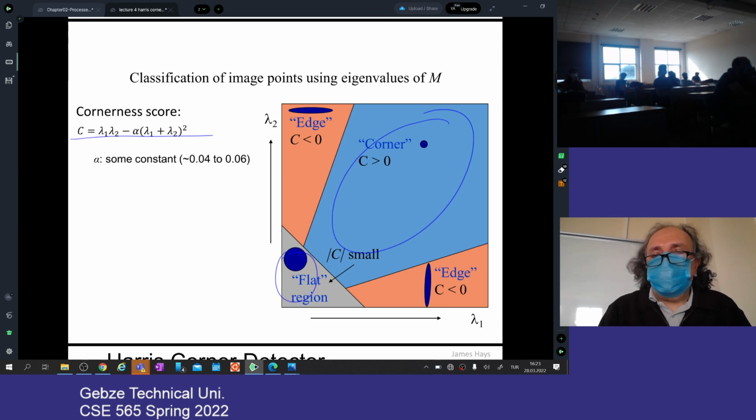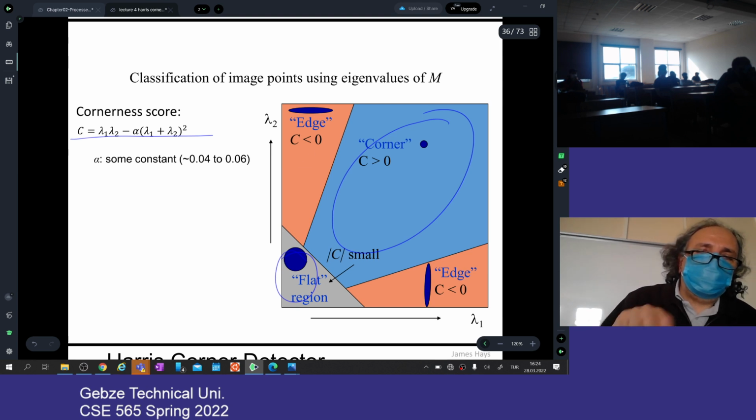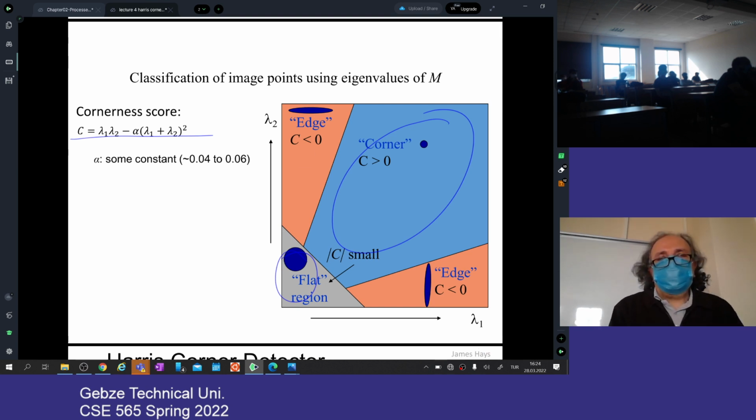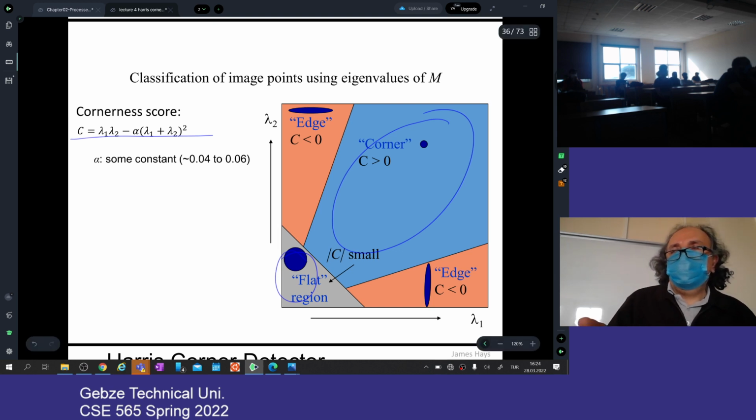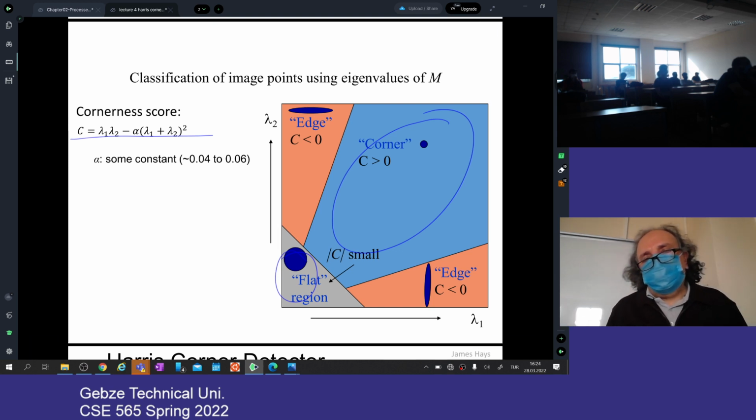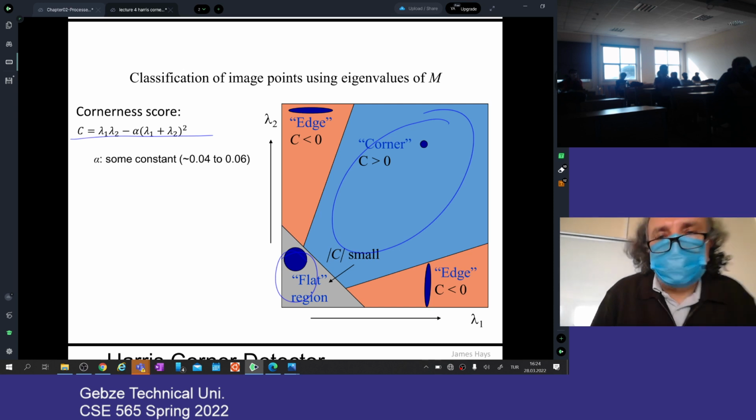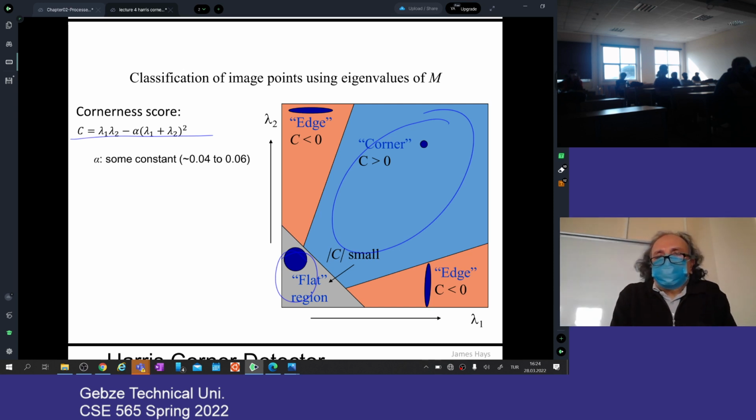If the C value is less than 0, then it's going to give you an edge. If lambda 1 is greater, it's the vertical edge. If lambda 2 is greater, then there is a horizontal edge. So we are looking for the sign of C. If it is away from 0 and greater than 0, it's a corner. Less than 0, then it's an edge.